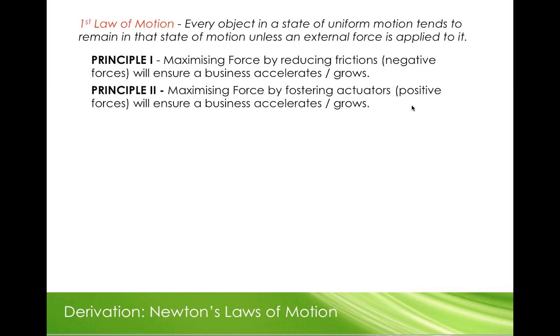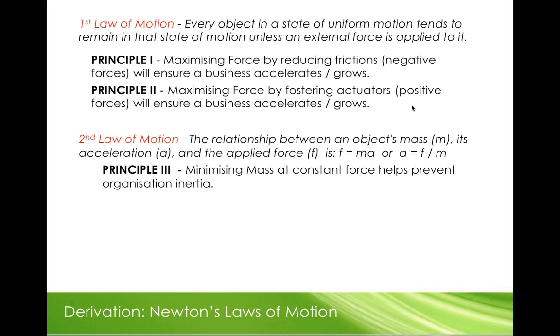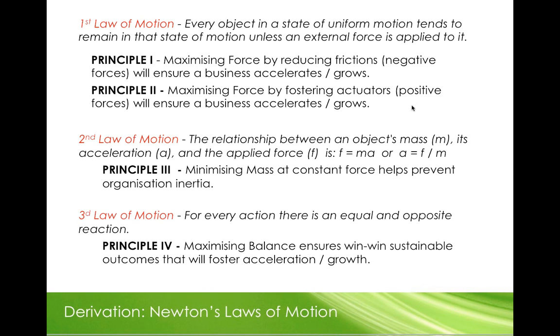Actuators are things that the frictions hold things back, the negative forces. Actuators push them forward, they're the positive forces. So I'll go through a little bit about what these negative and positive forces are in business and how you can harness them for good in your business. The second law of motion was all about that age-old equation you may remember from Year 9 science as well, force equals mass times acceleration. Well, I took that to mean that if you minimize the mass at a constant force, well, you're going to actually create a lot more forward motion. Okay, and then lastly, the last law of motion was principle 4, which is all about balance. That if you can create win-win sustainable outcomes or decisions, you will also create acceleration and growth.